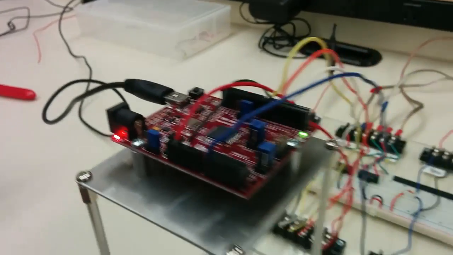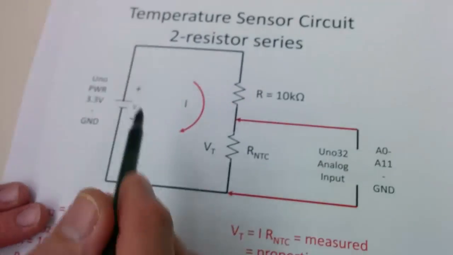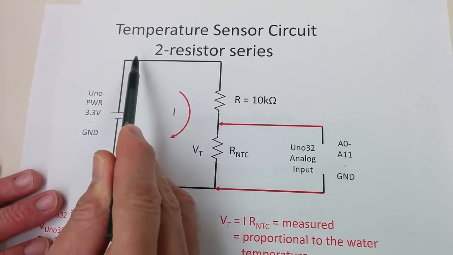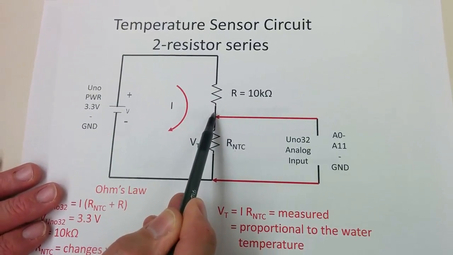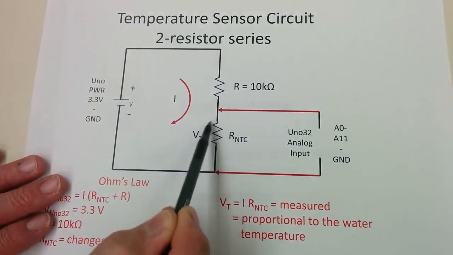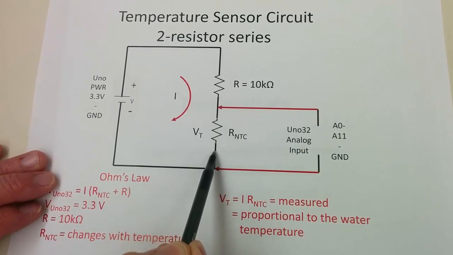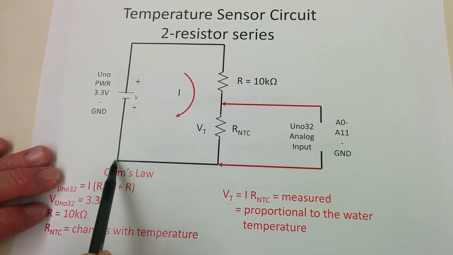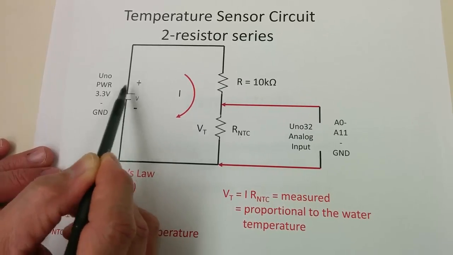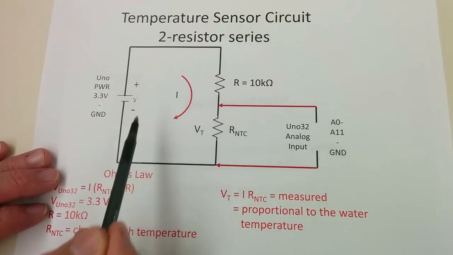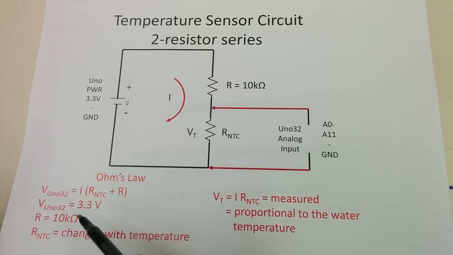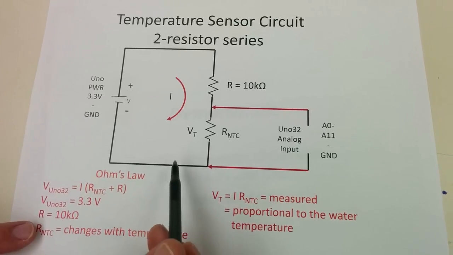Let's take one more look at that circuit just to remind you. Again, we went out of the 3.3, around through the 10K resistor. We went out to the thermistor, which happened to be a long set of wires, and then back onto the breadboard and back to ground at the UNO 32. So we completed this simple circuit, even though the wiring is longer and reaches across the table.